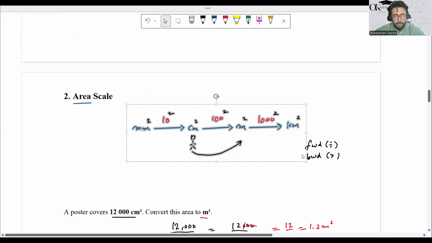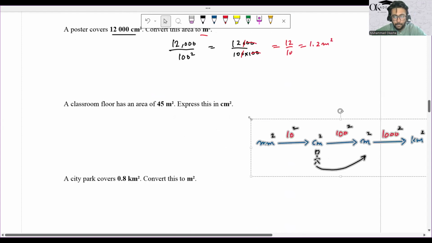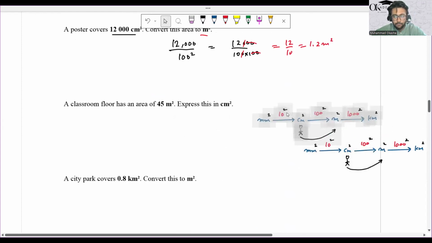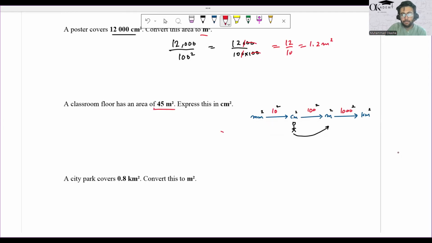Express this in centimeters squared. So I'll take the same conversion ratio. I'll put this in miniature over here, and 45 meters squared. So where do you stand? You stand over here. Meter squared is here. Where do you want to go?